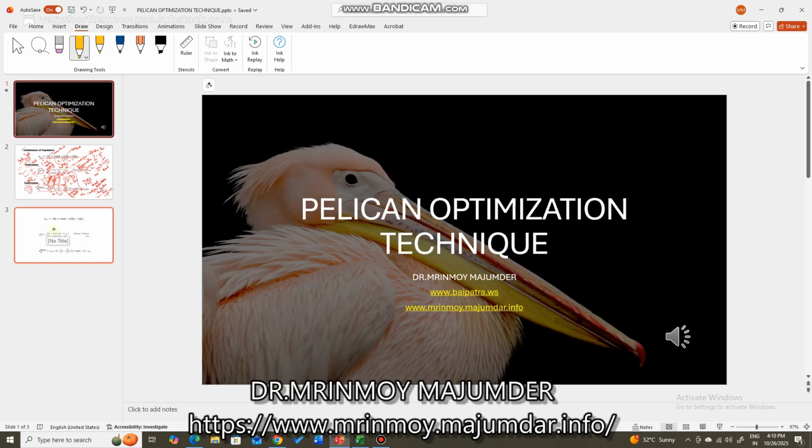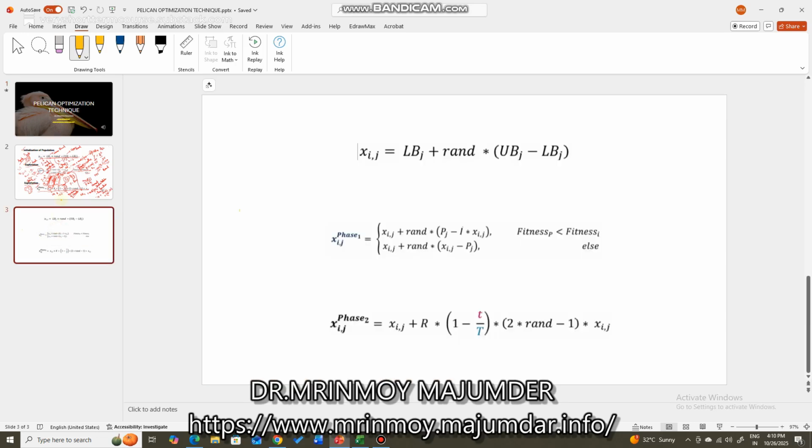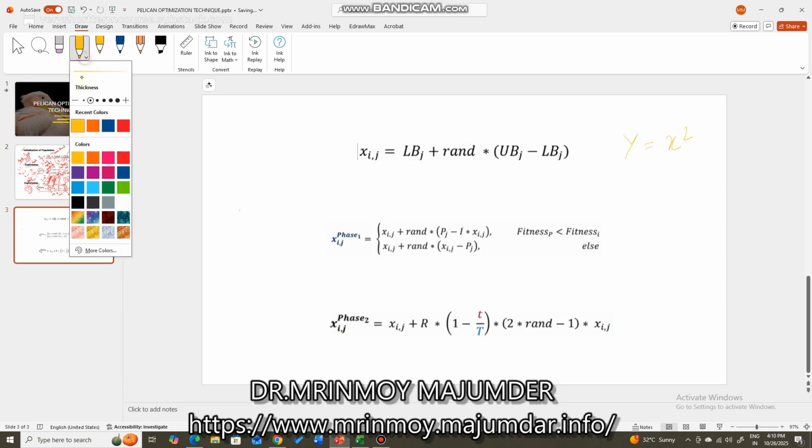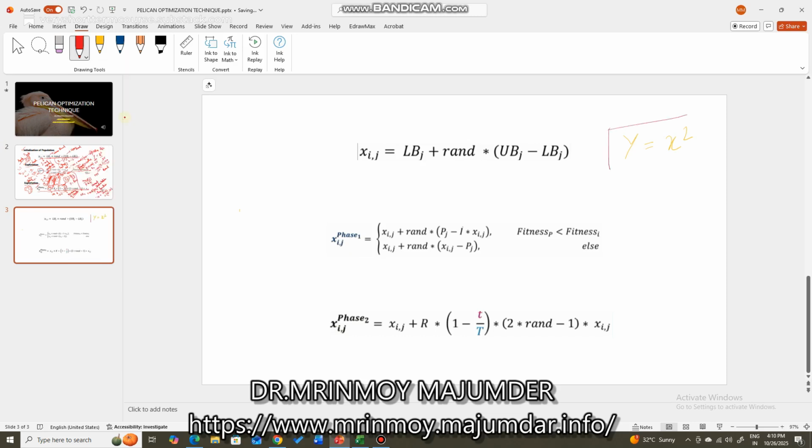So let us begin with an example. Our example objective equation is y is equal to x square. The y is equal to x square is our objective equation. As usual, this x is our design variable that you have to change, and this y is the objective variable.